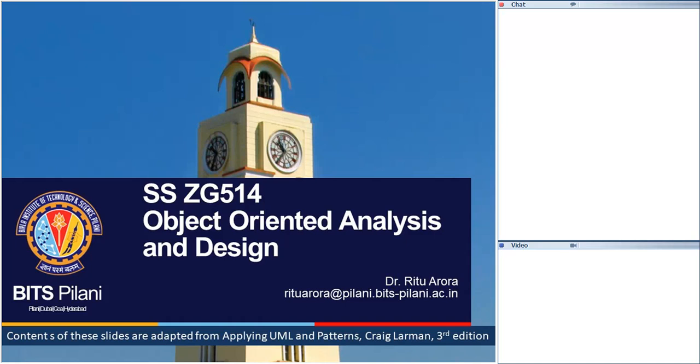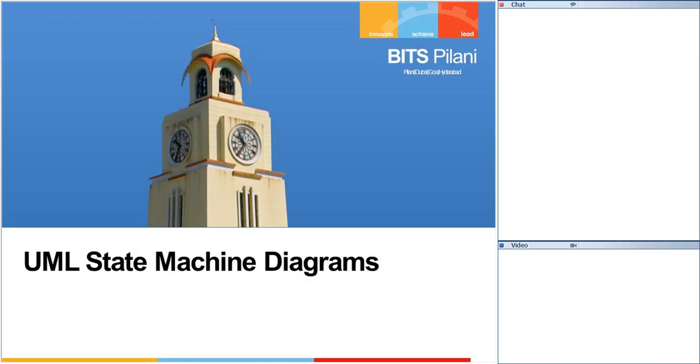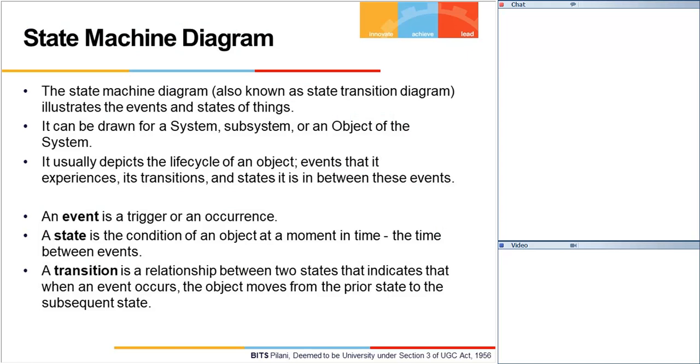Okay, let's move ahead and start with today's session. So today we are going to talk about state machine diagrams, right? State machine diagrams are also known as state transition diagrams or even state chart diagrams, right? These diagrams illustrate events and states of things, right? We can draw the state machine diagram for a system or even a subsystem or an object of the system.